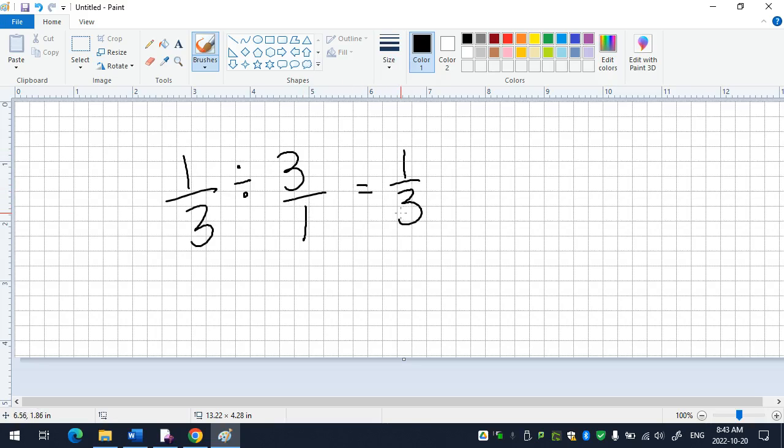Do we like to multiply more or divide more? We like to multiply, but I have to pay a price. What's the price to change this one to a multiplication sign? This one has to flip. You never flip the first one. You always flip the second one. So you multiply. That's your prize. But the price you have to pay is this.